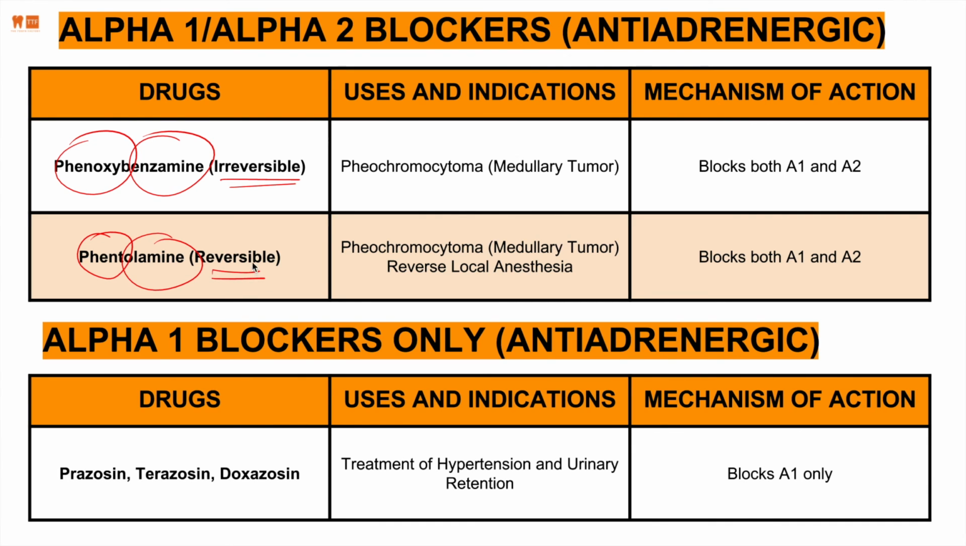Phentolamine is reversible. This is because it treats pheochromocytoma, and phentolamine is responsible for reversal of local anesthesia activity. So it blocks both alpha 1 and alpha 2.